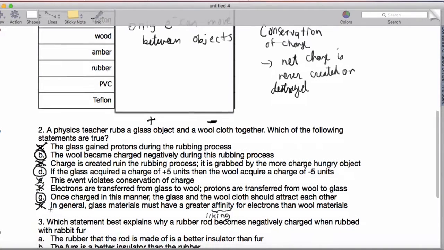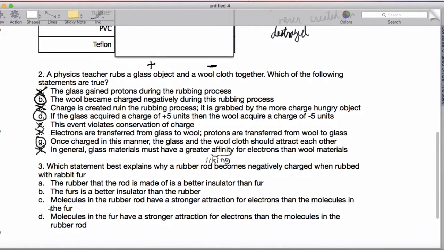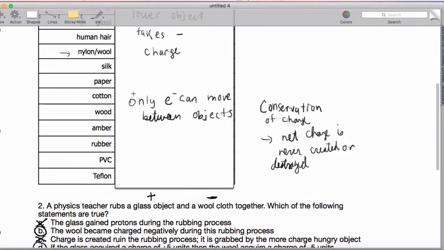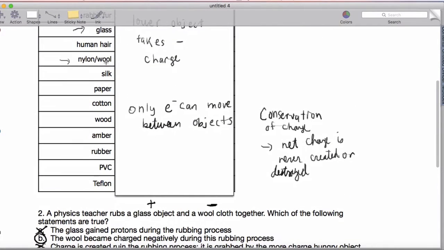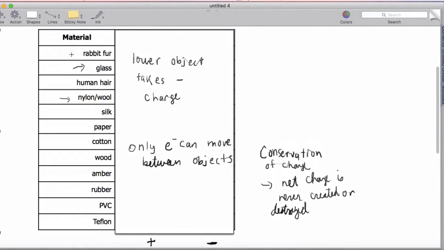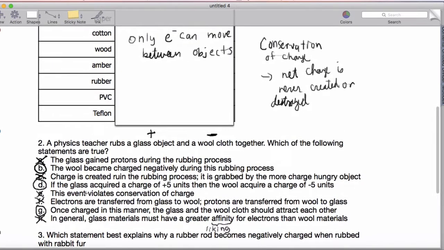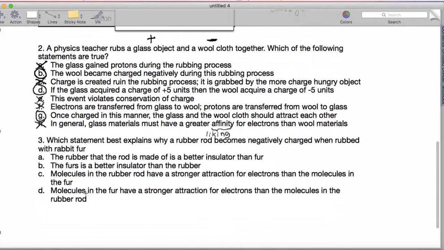All right, and then number 3. Which statement best explains why a rubber rod becomes negatively charged when rubbed with rabbit fur? The best explanation, well, if we look at the triboelectric table, rubber is in fact lower than rabbit fur. Rabbit fur's up here, the rubber rod's down here, so it is going to be negative. And basically, it's negative because it likes the electrons better. So it's really just choice C.